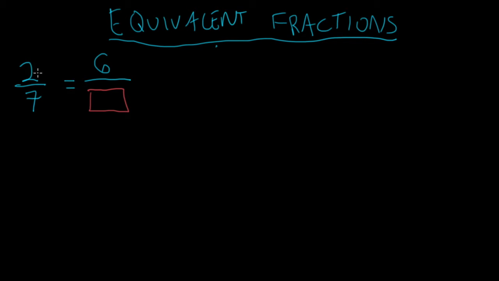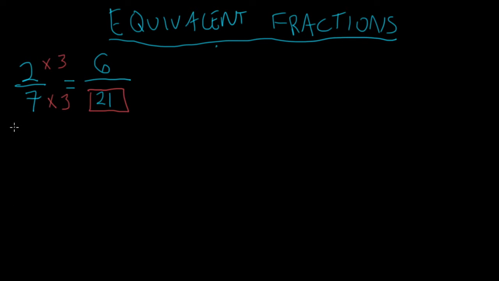Okay, so how do we get from 2 to 6? What do we need to multiply by? Well, we need to multiply 2 by 3 to get 6. All right, and whatever we do to the top of a fraction, we do to the bottom. So we also multiply the bottom by 3. 7 times 3 is 21. Okay, so that means 2 out of 7 is the same as 6 out of 21.